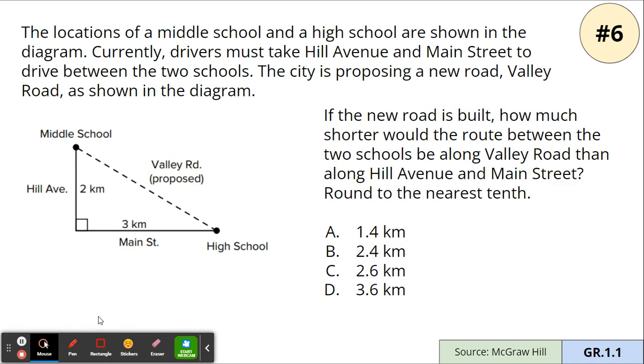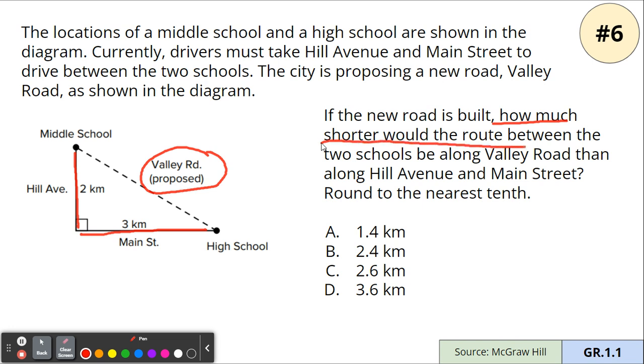Okay, moving on to question number 6. So this one is an application of our Pythagorean theorem. So the locations of a middle school and a high school are shown in the diagram. Currently, drivers must take Hill Avenue and Main Street to go to our high school. The city is proposing a new road, Valley Road, as shown in the diagram. So if we build this new road, how much shorter would the route between the two schools be along Valley Road? Because as you can see here, the original way is actually 2 plus 3 kilometers, so 5 kilometers.